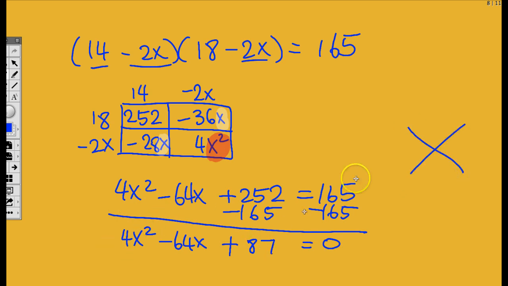And so 4 times 87 is what's going to go on top. So let's do 4 times 87. That's 348. Okay? So 348, and what goes at the bottom? Negative 64. So let's find factors of 348 that will give you a negative 64.